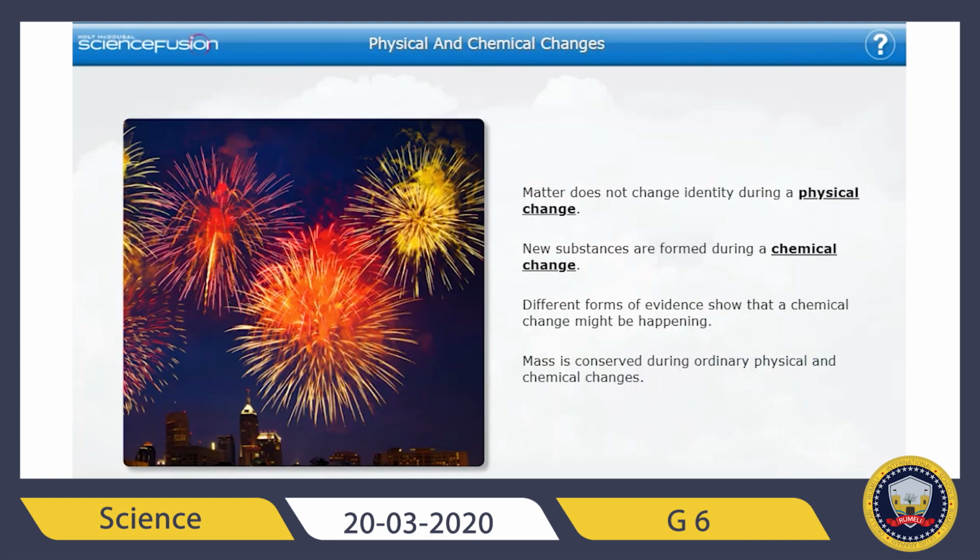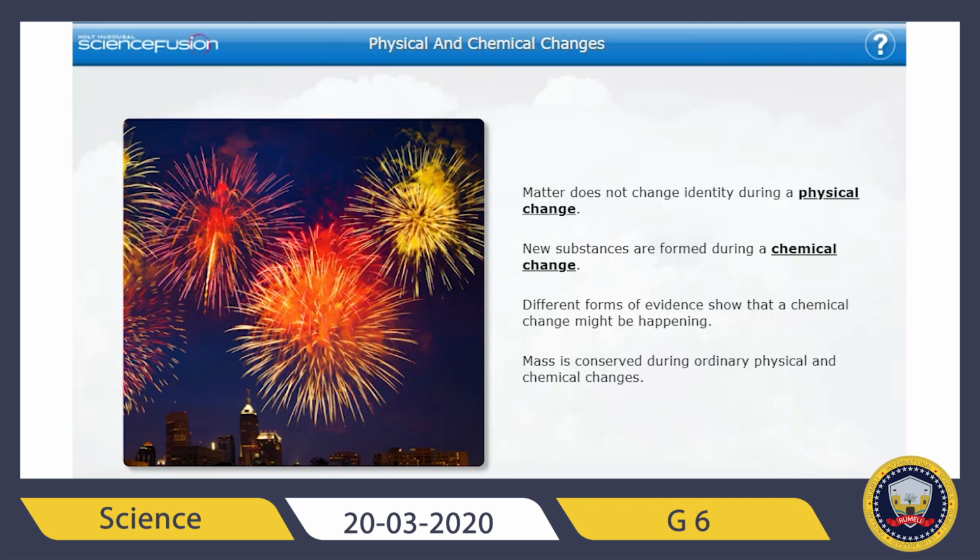We finished this lesson. Let's revise what we learned until now. Matter doesn't change its identity during a physical change. The identity will be changed during a chemical change. New substances are formed during a chemical change. Different forms of evidence can show that a chemical change might be happening. What are these different forms of evidence? Change in odor, change in color, change in temperature, the production of thermal energy, production of gas, and production of light or sound. Okay, these can be the signs of chemical change. And mass is always conserved during ordinary physical and chemical changes. Okay, mass will always be conserved.